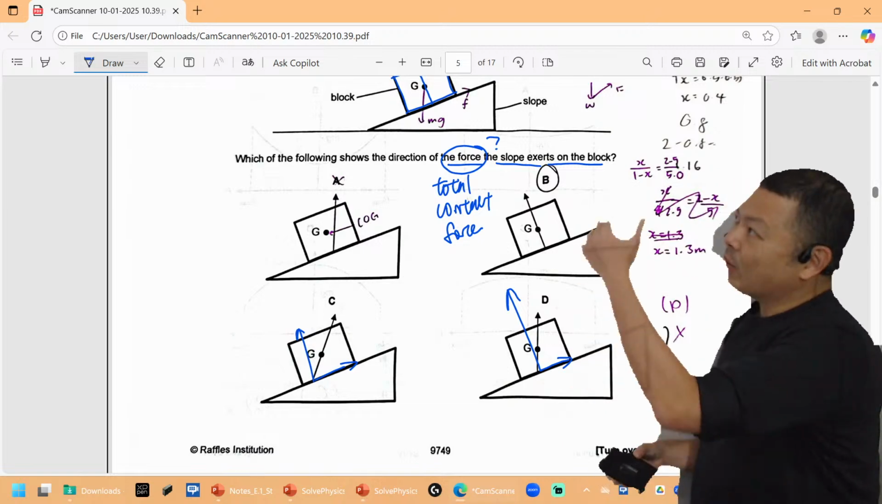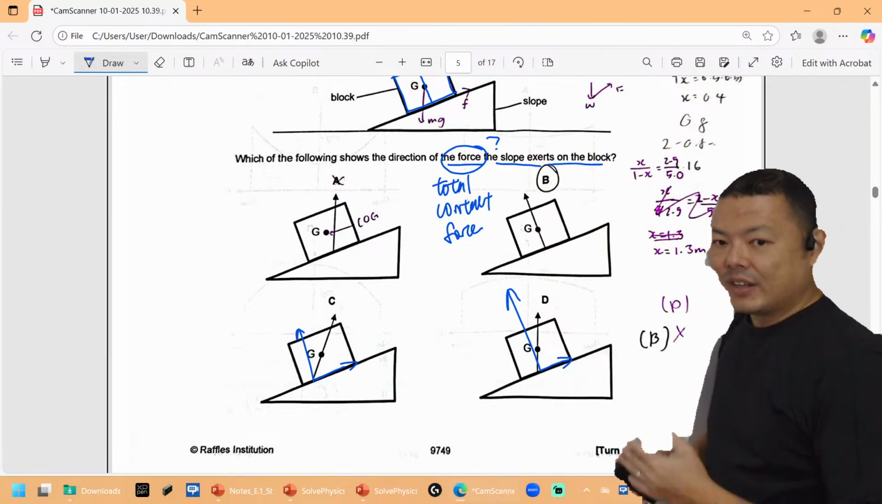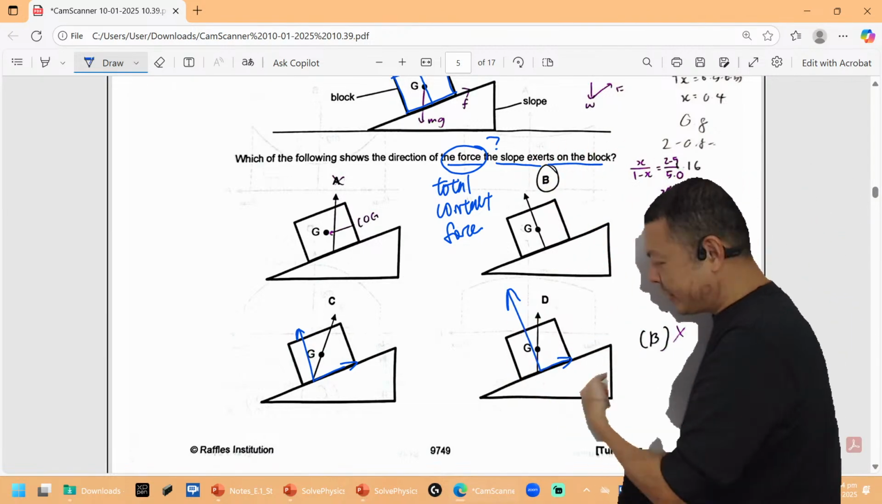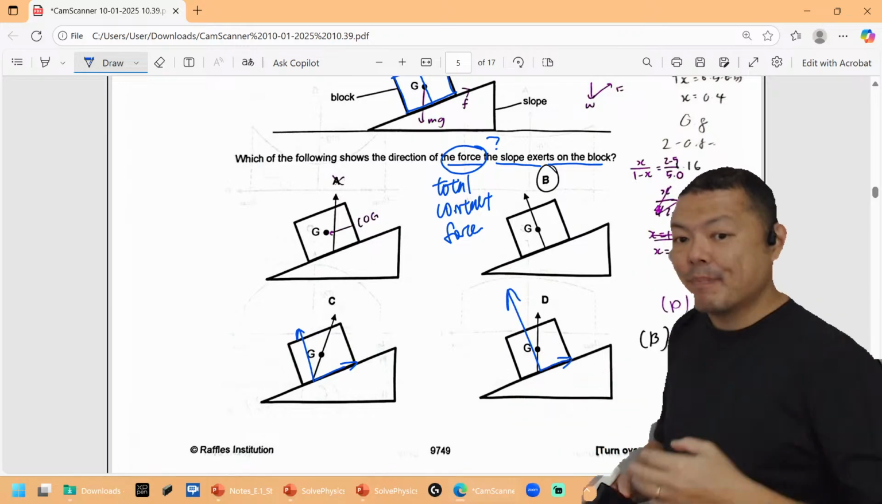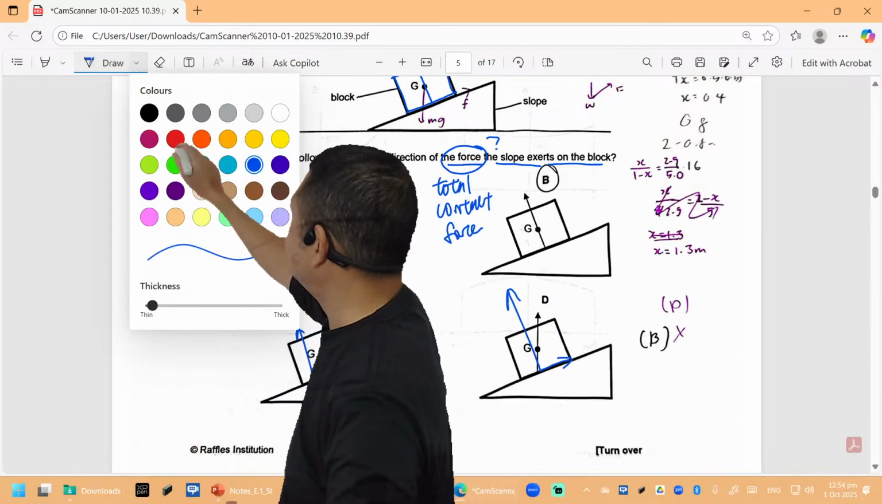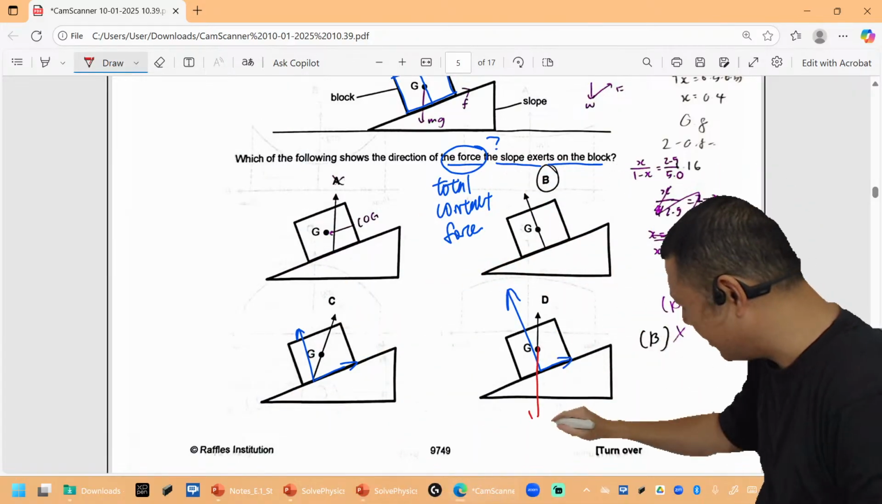Because don't forget, the weight still acts downwards on it. So the idea here is the normal contact force and the friction act in such a way that they balance the weight of the object. And the weight of the object is pointing vertically downwards.